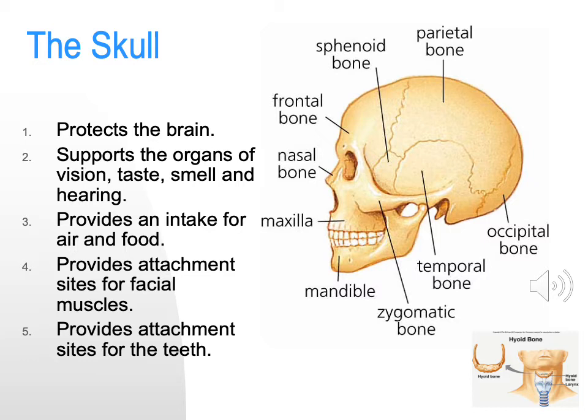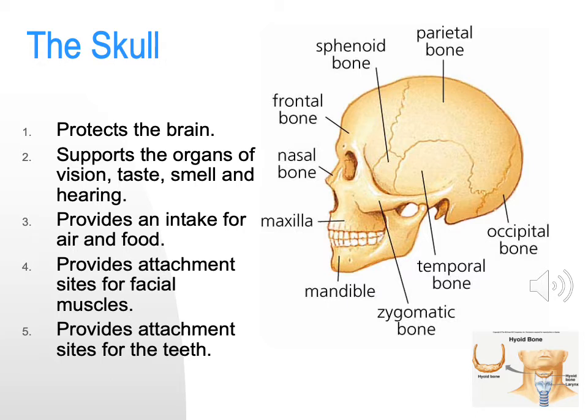Second key function is the skull supports most of our sensory organs. So the vision within the eye sockets, taste with the tongue sitting within the mouth surrounded by the jaws, the sense of smell within the nose, and hearing with the ears. So there's a lot going on in terms of supporting them. In addition, it is through the skull where we have an intake of both air and food, therefore supporting vital function.